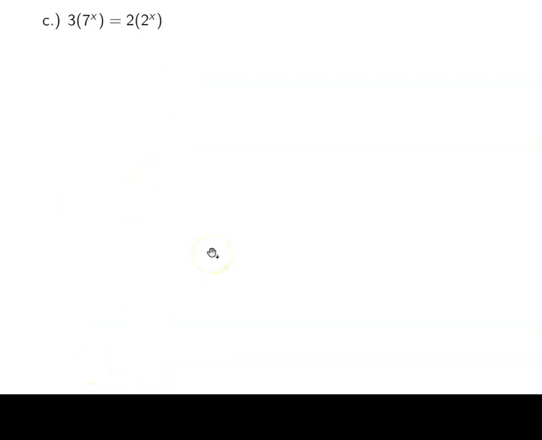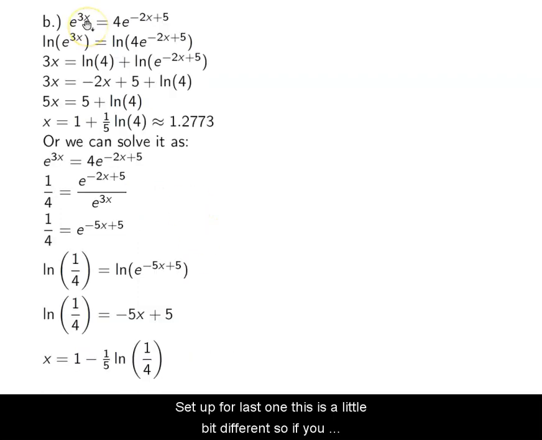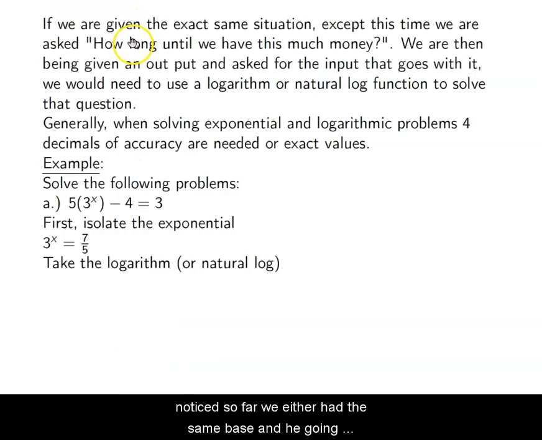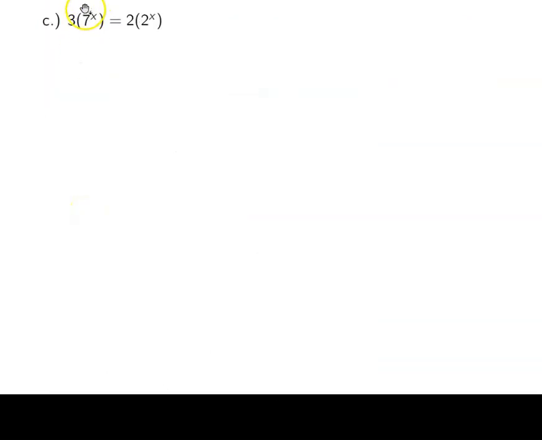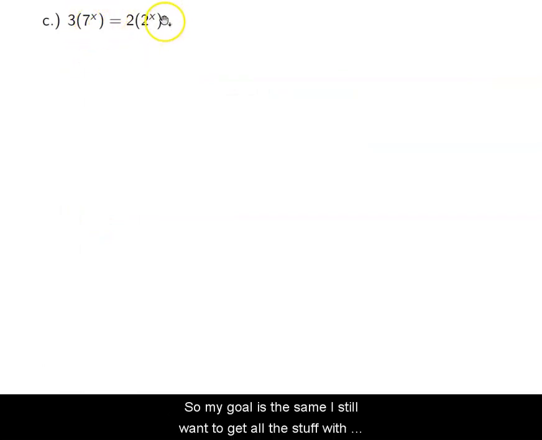Okay. So for our last one, this is a little bit different. If you've noticed so far, we either had the same base, e and e, going on, or we had only one base. So now for this one, for C, we have two different bases, a 7 and a 10. So my goal is the same. I still want to get all the stuff with x's on the same side and all the stuff that does not have any x's on the other side.